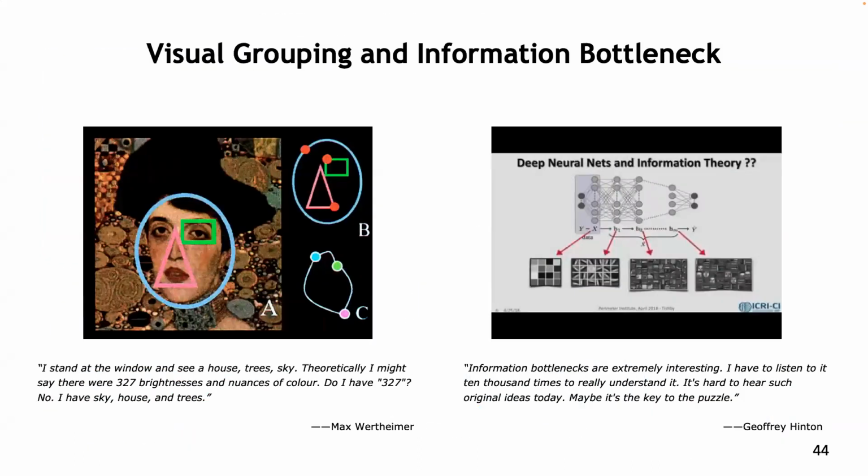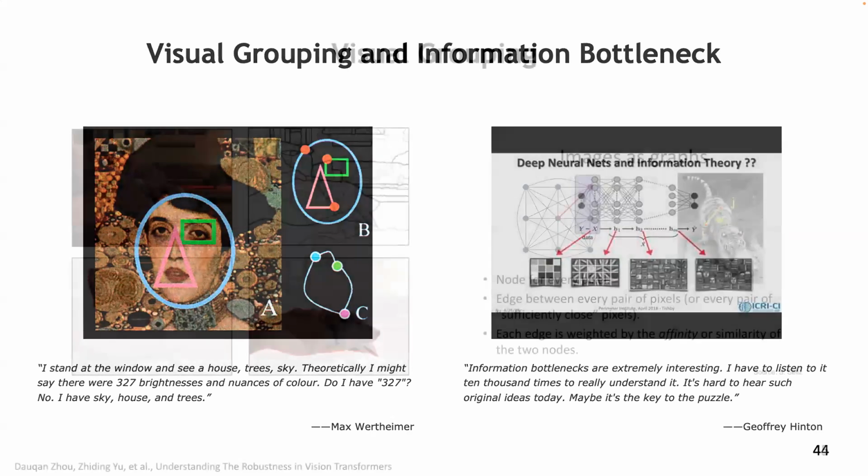To answer it, our journey begins with two well-known research areas. Let's go back to the early stage of visual recognition. At the early stage, there are two topics. One we name visual grouping, and another we call information bottleneck. In the next few slides, we will show how the self-attention design and the robust generalization of the vision transformer can intrinsically equal these classical works.